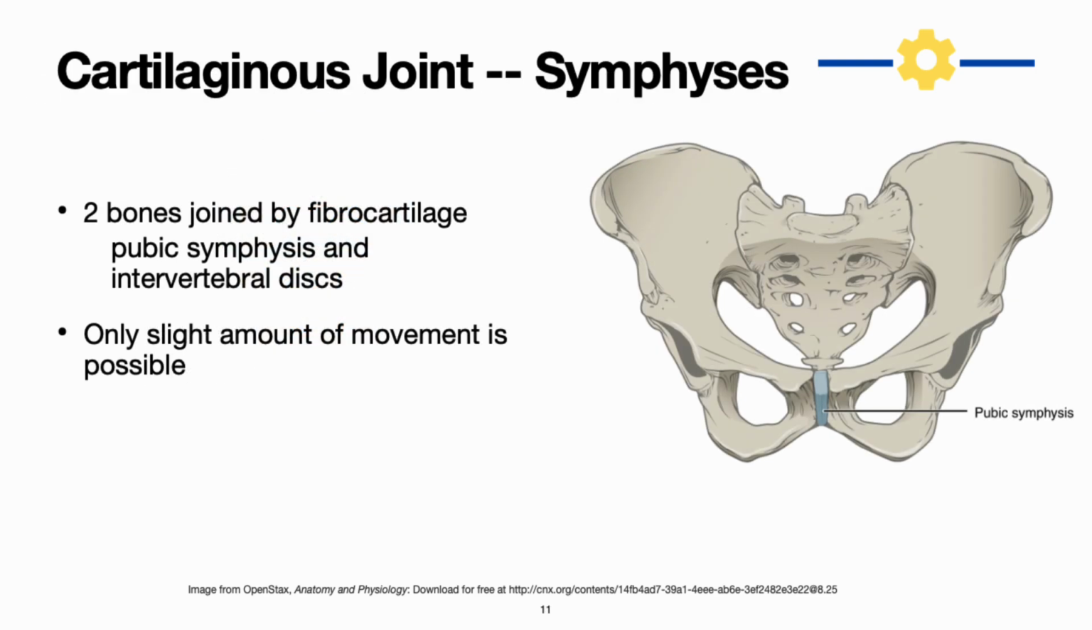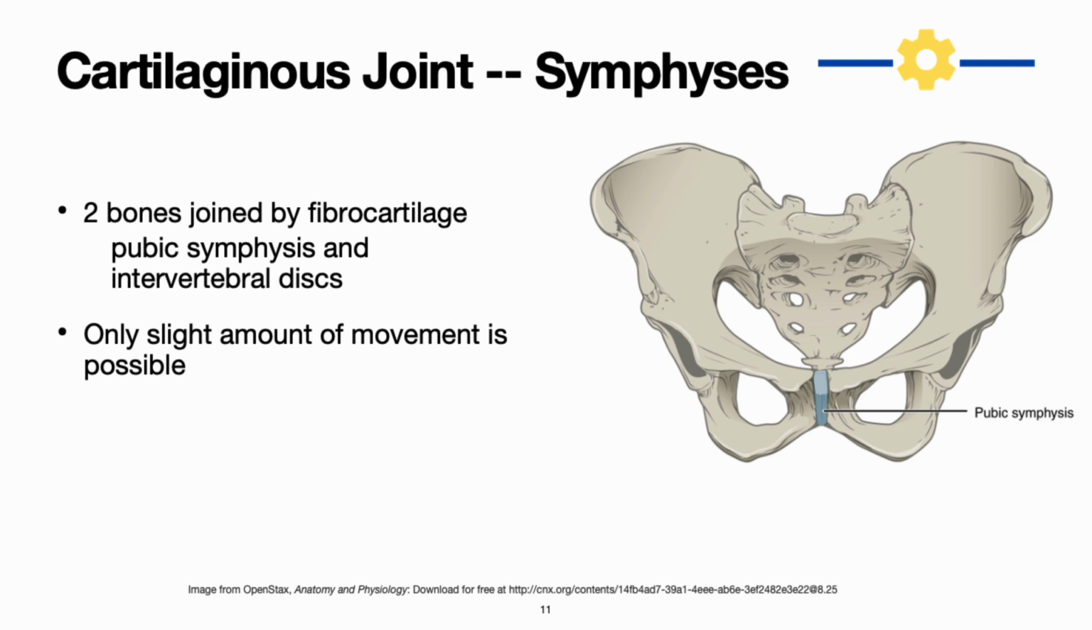Another type of cartilaginous joint is a symphysis, and that's where two bones are joined by fibrocartilage. Fibrocartilage is different than hyaline cartilage. Hyaline cartilage is a looser type of tissue, not as strong, not as dense, still somewhat elastic. Fibrocartilage has a much higher percentage of collagen fibers, so it has a much greater strength and tensile strength. In symphysis joints, typically this fibrocartilage is fairly thick and allows for shock absorption. So it basically acts as a shock absorber between two bones.